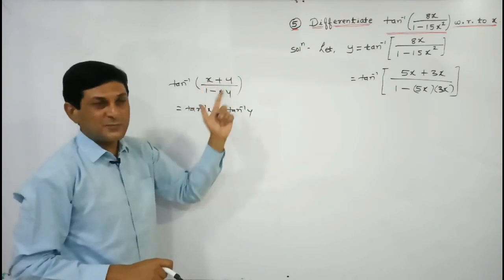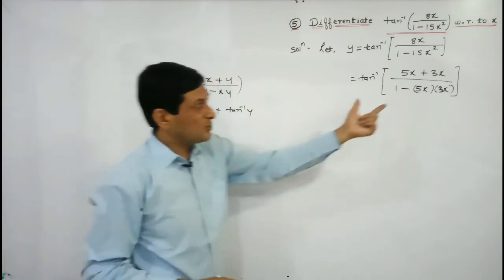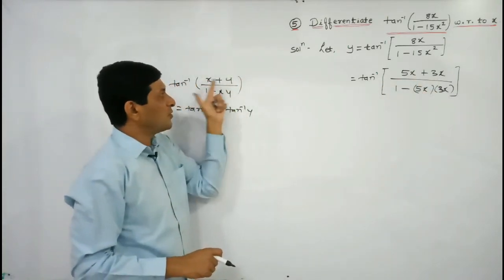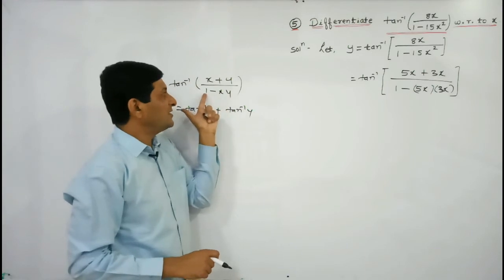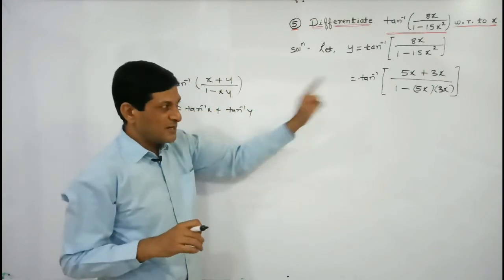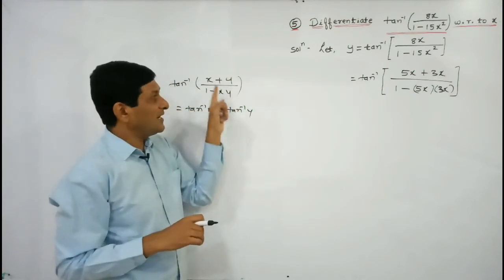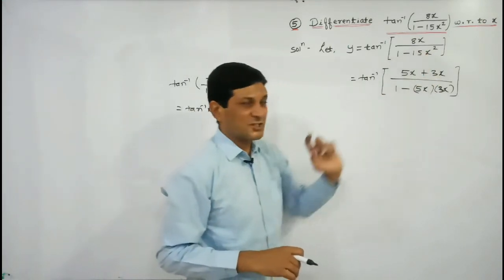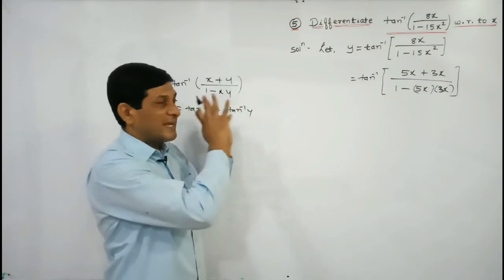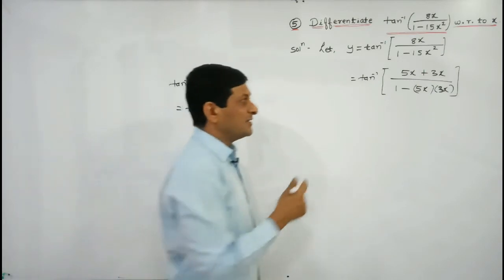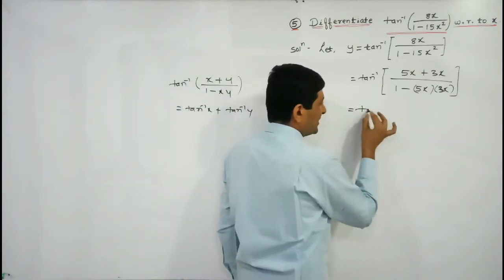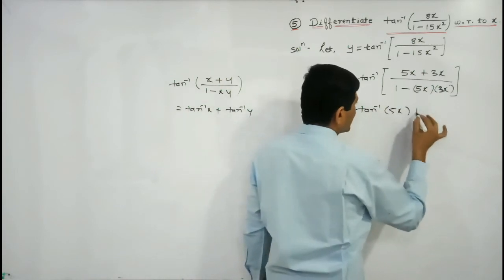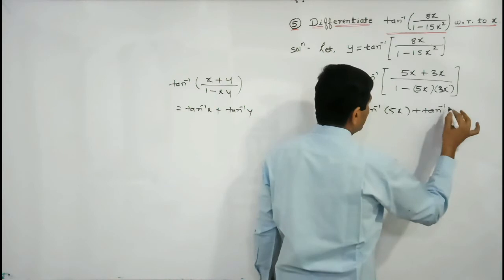5x plus 3x, the addition of two terms should be here, and the product of these two should be in the denominator. Whatever x and y we have got here, their product should be here, and in the denominator the first term should be 1. Already 1 is there, minus is also there, and yes, the product of these two terms is 15x square. Now the terms are exactly in the form of this property. That's why according to this property it can be written as tan inverse of 5x plus tan inverse of 3x.